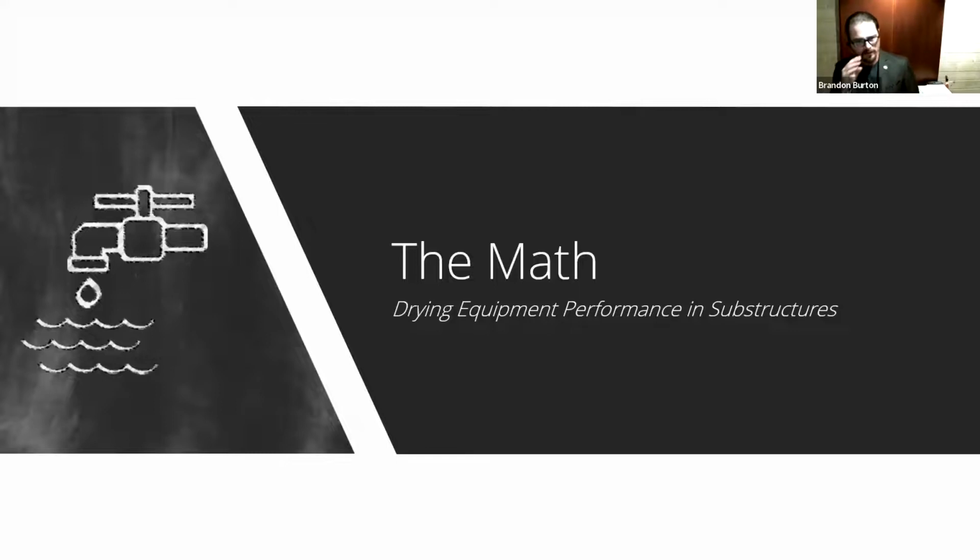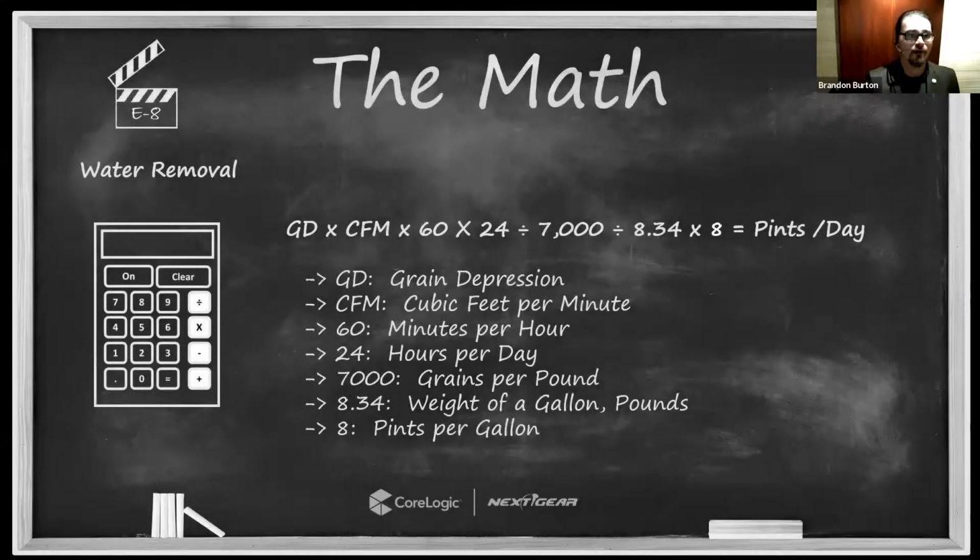The next area I want to stop on is the math. How do I evaluate the effectiveness of my drying systems when I'm dealing with substructures? What does that look like? And this is another one where we get an opportunity to look back at an earlier episode. In episode 8, we dealt pretty deeply with the math associated with air exchange drying systems and how to validate the effectiveness of an air exchange drying system.